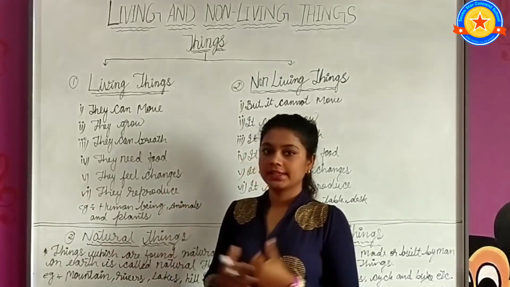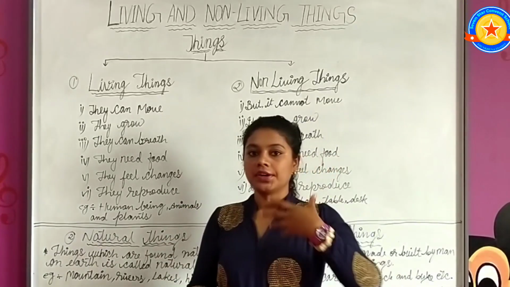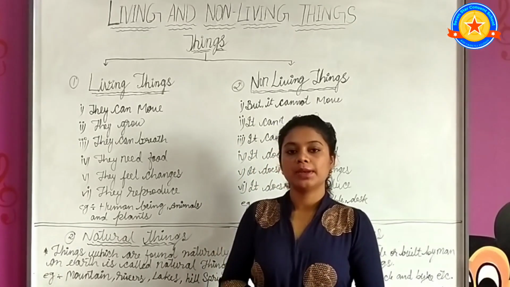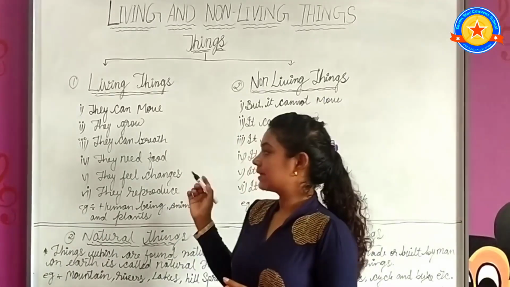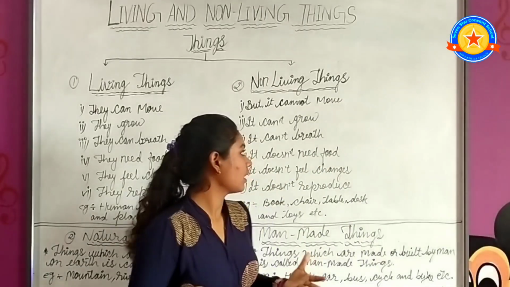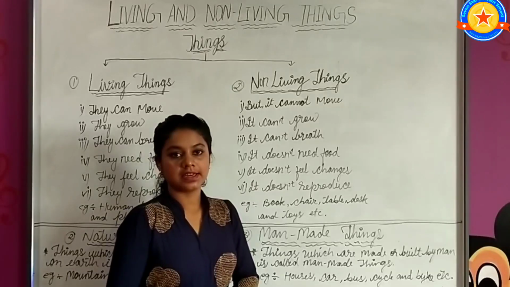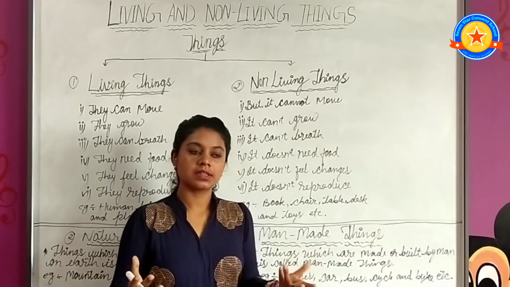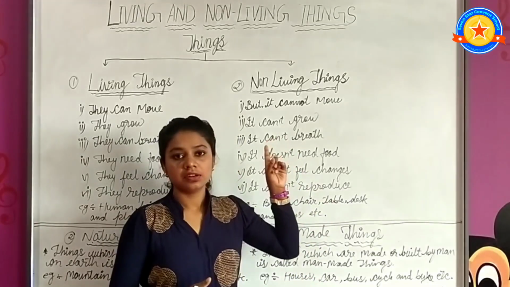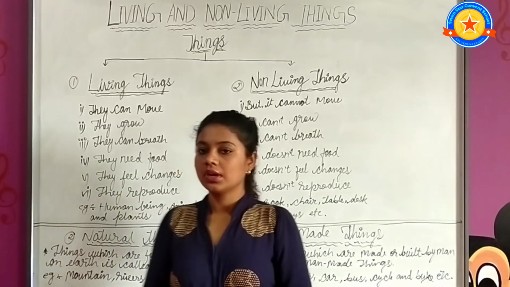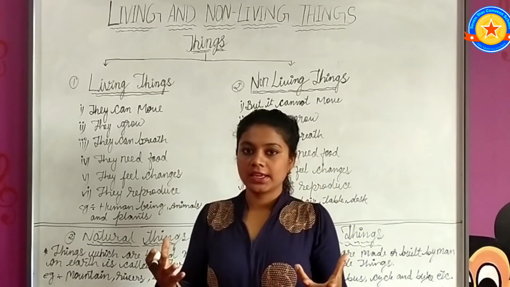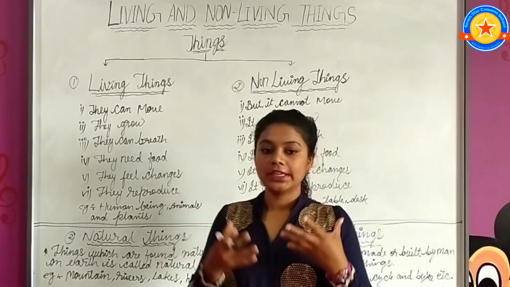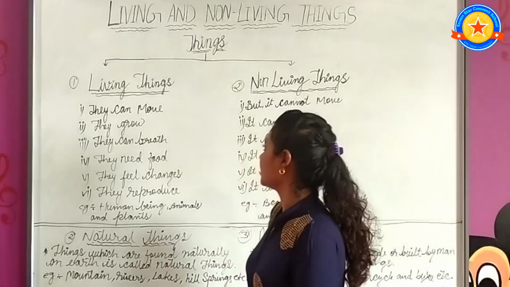See these living things: all the animals, the plants, as well as the human beings belong to living things. And if we talk about non-living things, then the toys, the books, the chairs, the tables, the houses, these all are non-living things. So now we will see what works they can do and what are the differences among them. We will read and see about that.